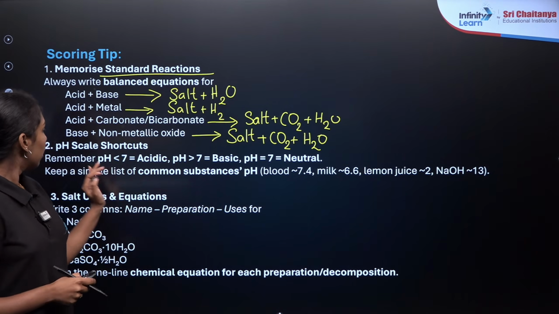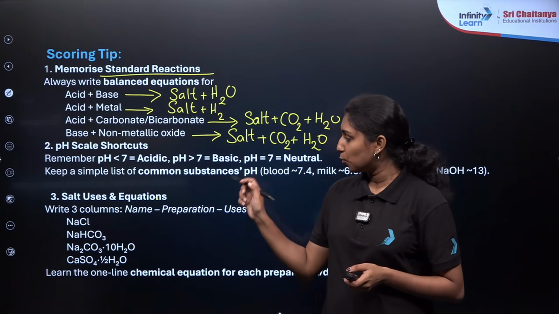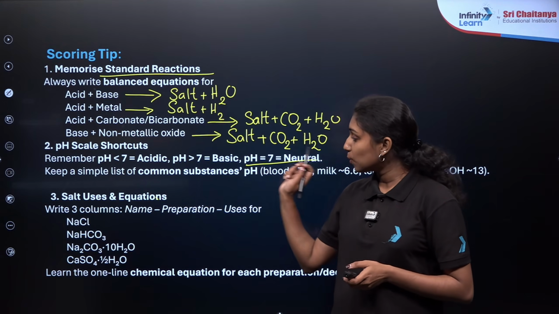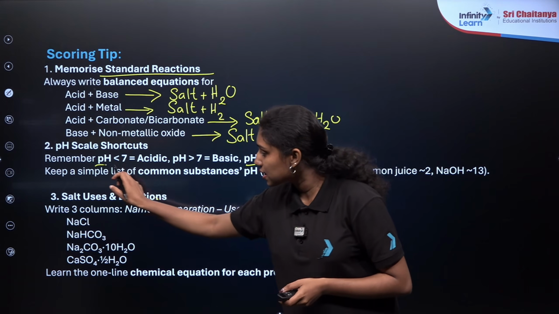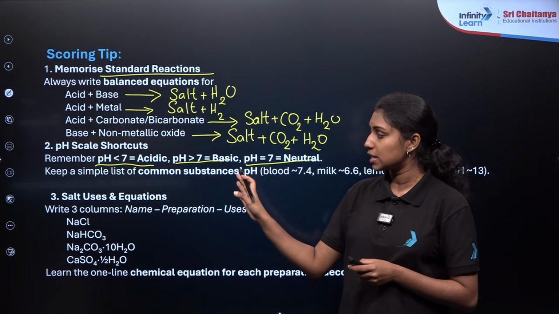The next tip is you need to know the pH scale shortcuts, right? If pH is equal to 7, that is a neutral substance. If pH is less than 7, that is acidic. If pH is greater than 7, that is basic. This is the basic idea about the pH value.